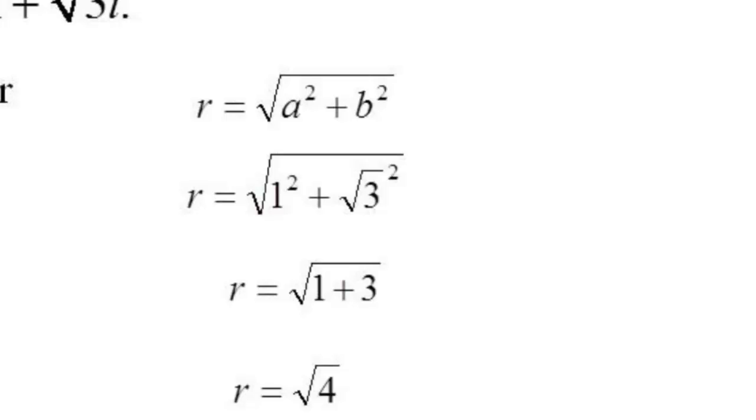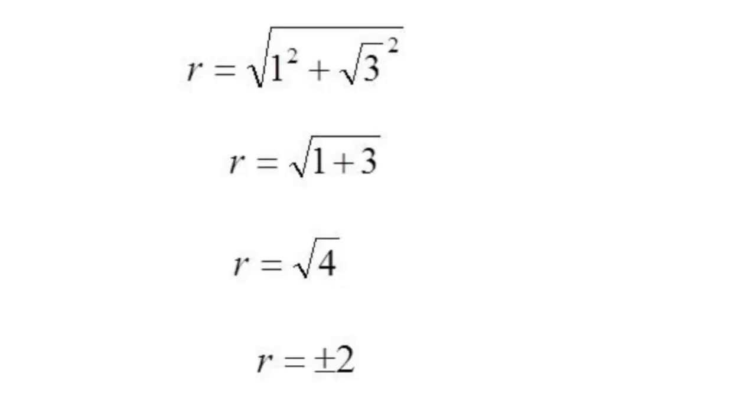1 squared is 1, the square root of 3 squared is 3, 1 plus 3 is 4, and then the square root of 4 is plus or minus 2. As we discussed before, in polar coordinates, it doesn't matter whether it's positive or negative, we'll get the same points from it. So we'll just call r equal to 2.